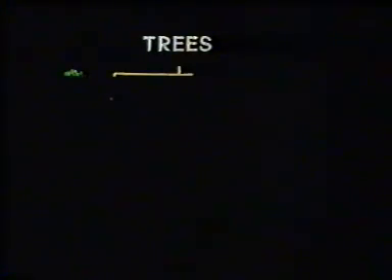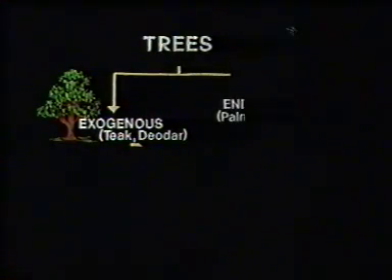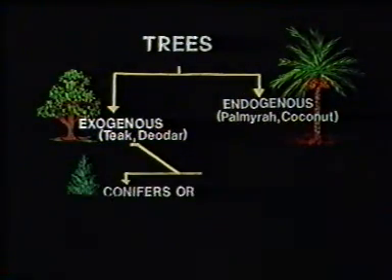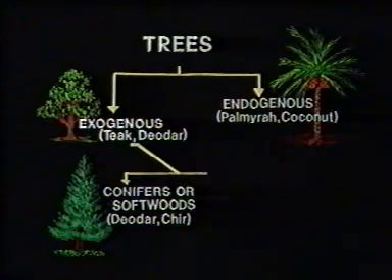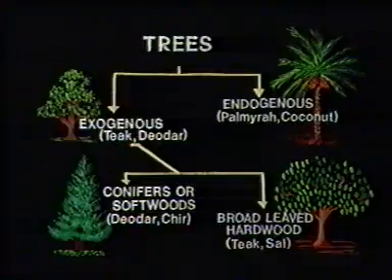Trees can be basically classified as exogenous, which grow by addition of concentric rings of wood externally, and endogenous, which grow by the new wood crossing and penetrating the existing wood. Only exogenous trees provide useful timber. Commercially, trees are classified as softwoods, which are conifers, gymnosperms, and hardwoods, which are broad-leaved angiosperms.